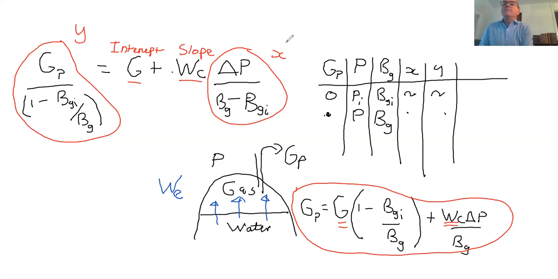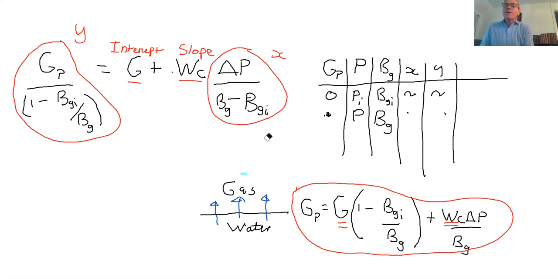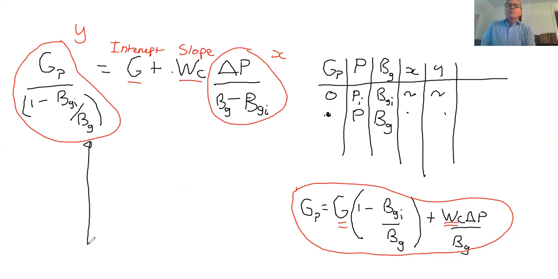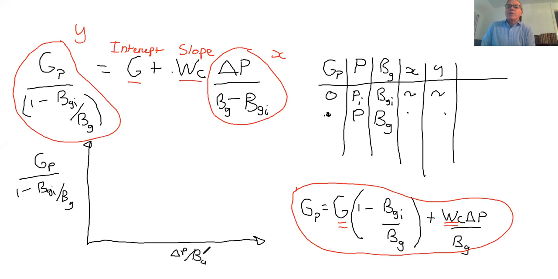So now, if you don't mind, because I want to give myself a little bit of space, let's actually show what that's going to look like. Okay, so let's draw a graph. So here is my graph. What I plotted here is GP over 1 minus BGI over BG, and here is delta P over BG minus BGI. I'm writing it quite small, but hopefully it's all there.